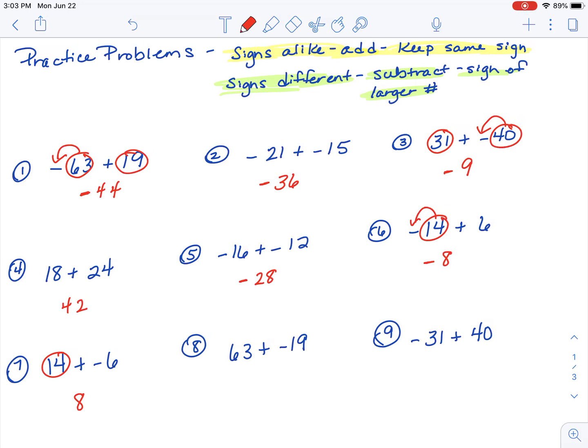If you look at number 8, it is the same as number 1, except I changed the signs again. So the signs are still different, so I'm still going to subtract. But again, this time it's going to be positive because that base 63 is still the greater absolute value. So since it's positive, my answer is positive. And then number 9 and number 3 are similar. But again, I'm going to subtract because my signs are different. But again, this time it's going to be positive because positive 40 would have a greater absolute value than negative 31.